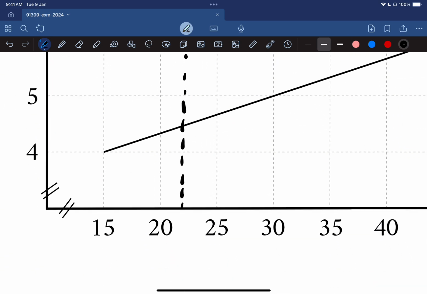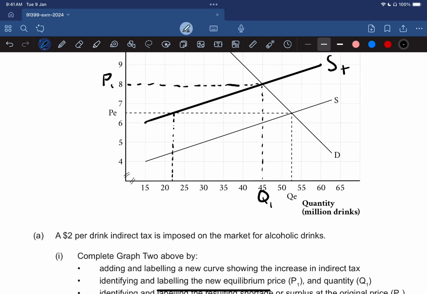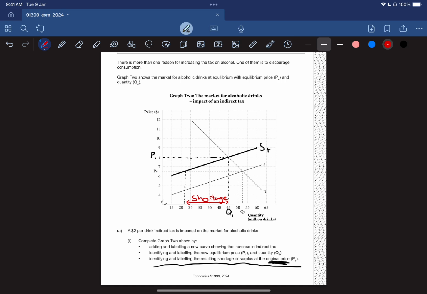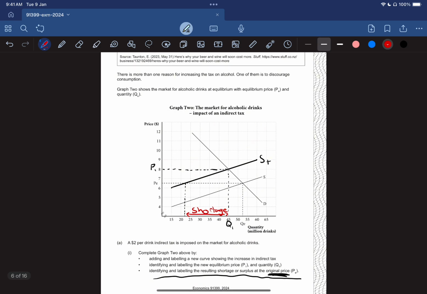Just like that. Now we don't need to give that new line a label, but what we do need to do is label our shortage. So we'll do that now. This area to this area is going to be our shortage. Okay. Nice. Alrighty, guys, that wraps up this drawing on the graph. We'll go ahead and get into the rest of question 2 now.